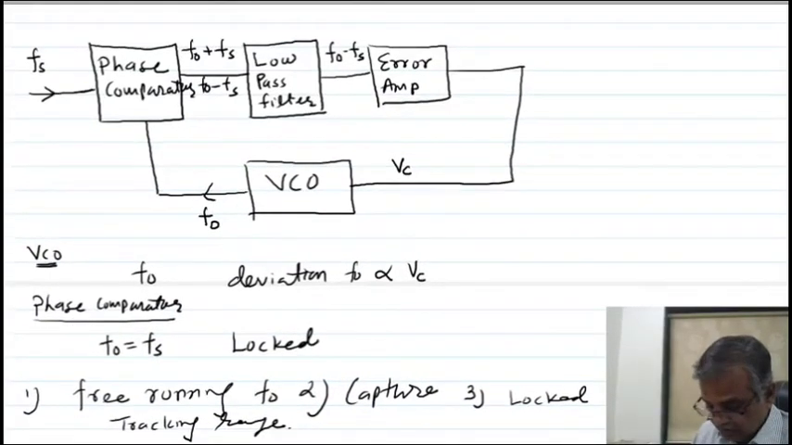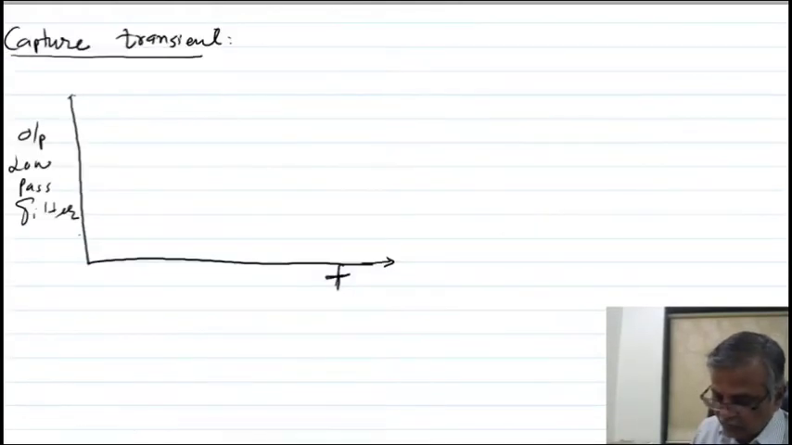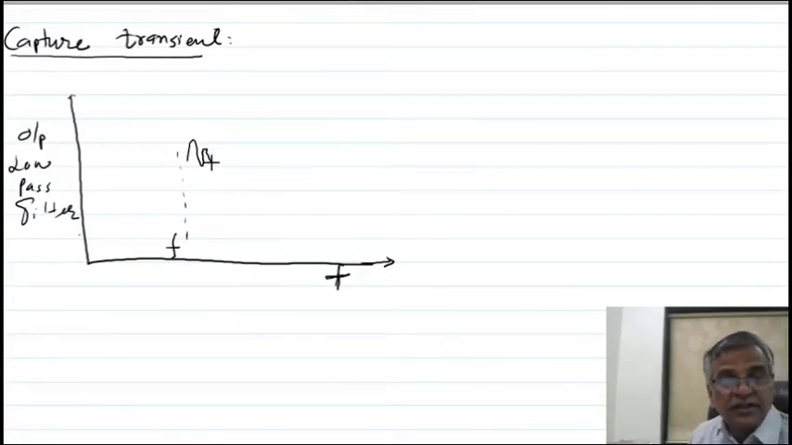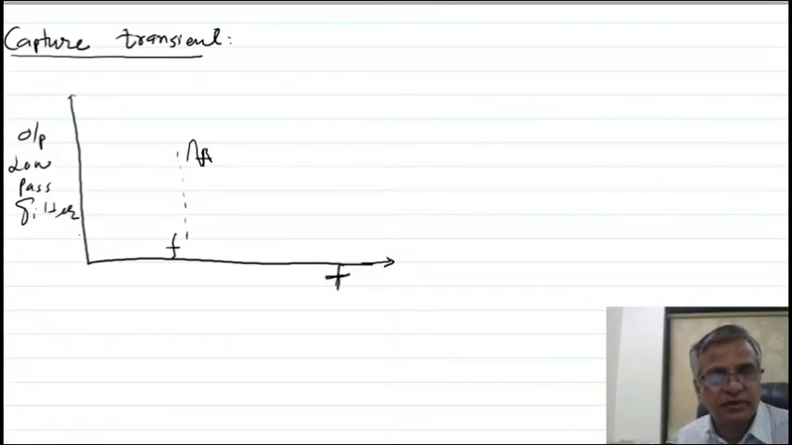a small DC voltage is developed here, like this. Suppose I am starting, this is your capture range. Small DC voltage is developed like this, having a beat frequency FO minus Fs. Why am I using a DC? Because FO minus Fs is very small, the beat frequency is very low. So I can use a word like this, FO minus Fs.